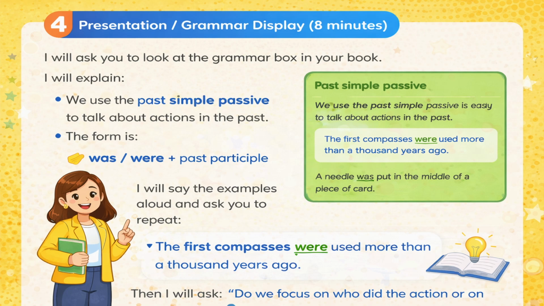I will ask you to look at the grammar box in your book. I will explain. We use the past simple passive to talk about actions in the past. The form is was, were, plus past participle. I will say the examples aloud and ask you to repeat. The first compasses were used more than 1,000 years ago. A needle was put in the middle of a piece of card. Then I will ask, do we focus on who did the action or on the action itself?